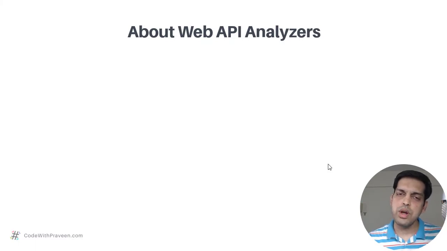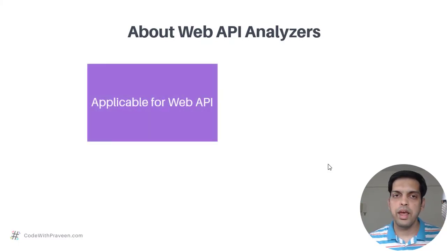Next, let us look at a bit more about these Web API analyzers. The first point to note is that these are applicable only for Web API projects. So if you are going to work with other .NET projects, then this may not be applicable. If you are going to use Web API projects, then it's strongly recommended to enable this so that you can enhance your documents.